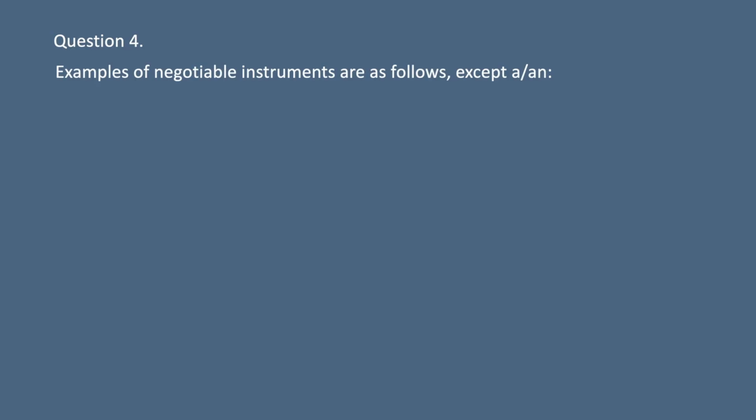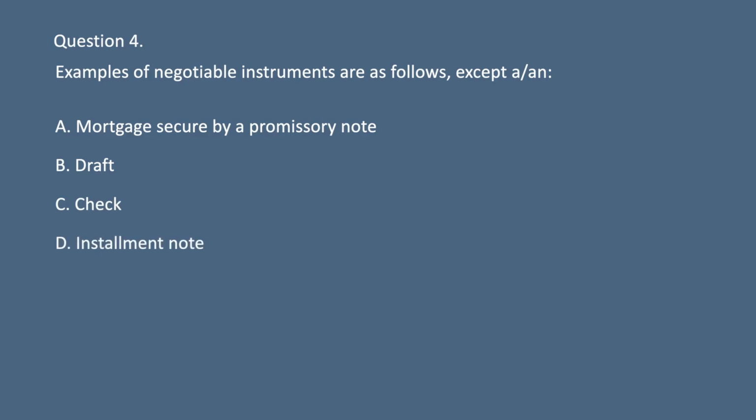Question 4. Examples of negotiable instruments are as follows, except A. A mortgage secured by a promissory note. B. A draft. C. A check. D. An installment note. Answer: A. The note is negotiable but not the mortgage.